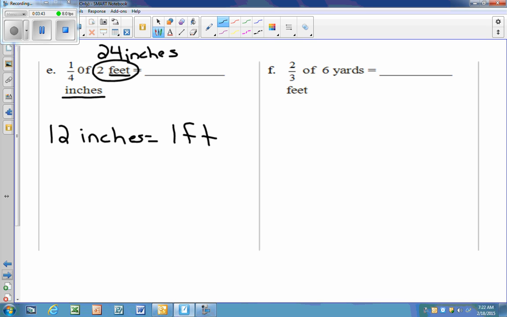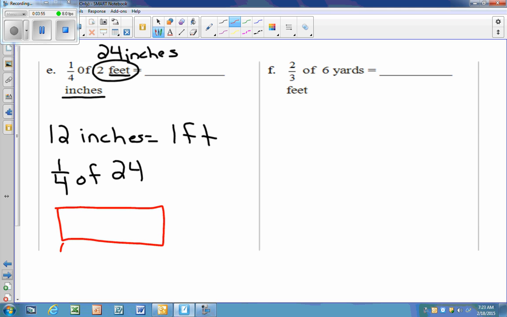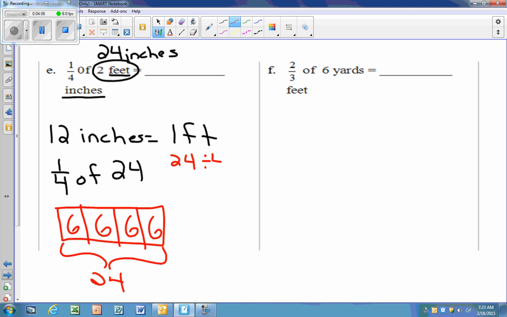So now I'm trying to find 1/4 of 24. I can do that again with my chips, or I can just use a simple tape diagram. So here's my 24. It's split into 4 groups, which means that there's 6 in each group. And I get that because 24 divided by 4 equals 6. And I want to know about one group. So one group is right here. So my answer is 1/4 of 2 feet is 6 inches.